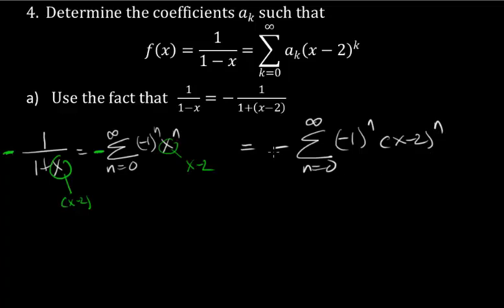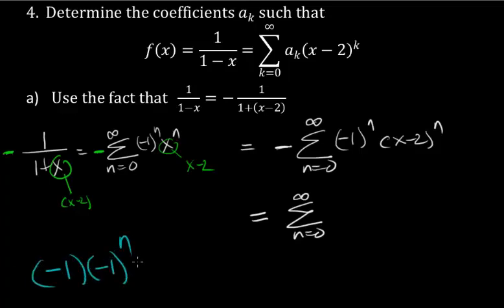So we're almost done. This is minus a big long infinite sum. I'm going to bring that factor of minus 1 in and multiply it to every single term. So I get the sum from n equals 0 to infinity. Now notice, all I'm doing here is taking minus 1 and multiplying it to minus 1 to the n. And that gives me minus 1 to the n plus 1. So I will do that here: minus 1 to the n plus 1 times x minus 2 to the n.